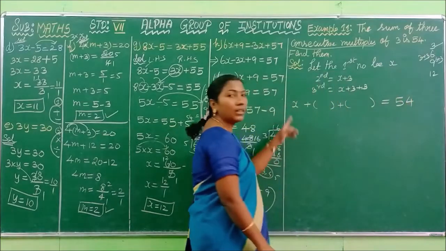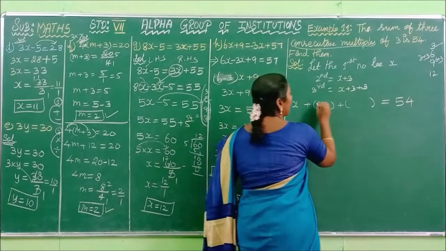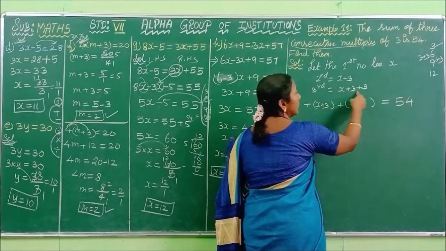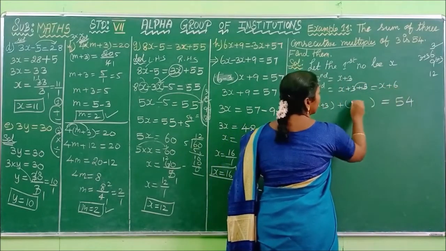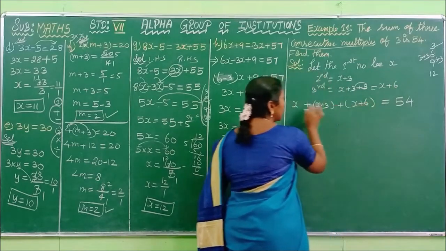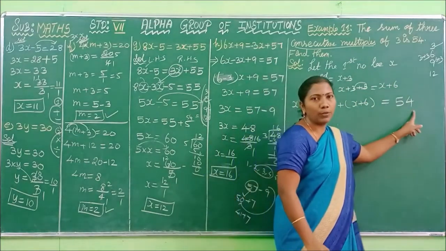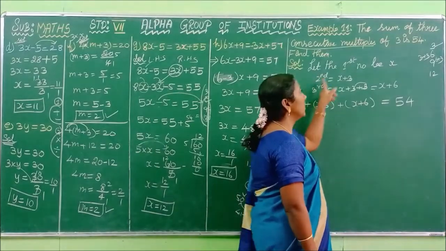What is the first number? x. What is the second number? x plus 3. What is the third number? 3 plus 3, 6. So the third number is x plus 6. If you add these 3 numbers, you get the answer 54. What are they asking? What are the numbers?